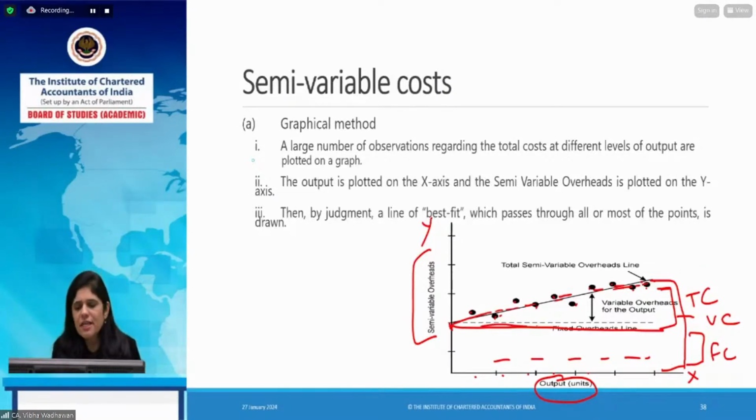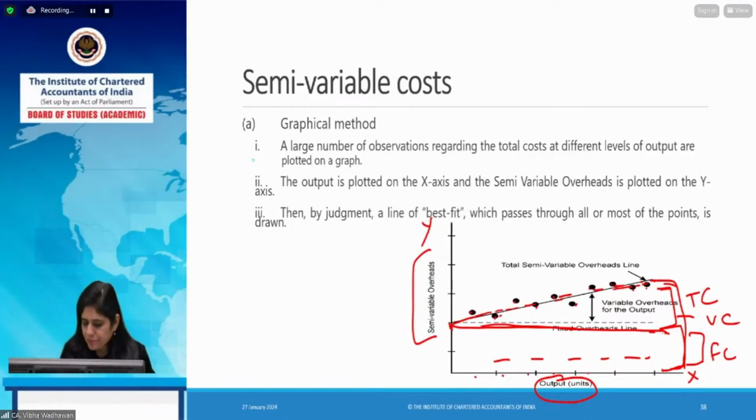फिक्स कॉस्ट की लाइन सेम है. फिक्स कॉस्ट इज सेम irrespective of output. Clear? To a certain level, of course. So this is the total gap. Total cost का gap है. Half of the gap is the fixed cost and the other half is the variable cost. So this is the way we make the graphical method of the semi-variable cost.